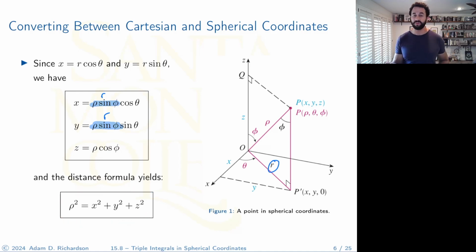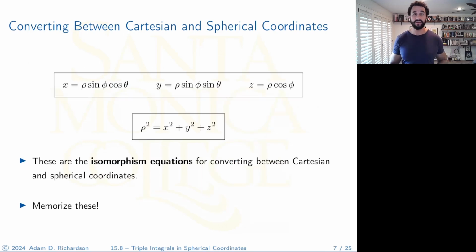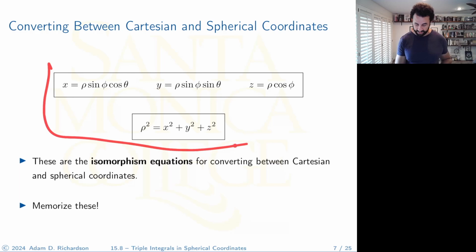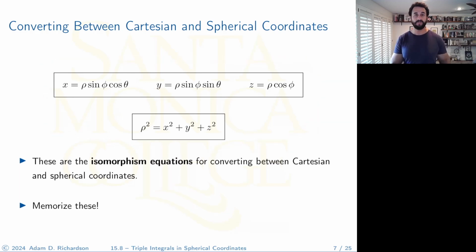The distance formula gives you that rho squared is x squared plus y squared plus z squared. This is just using the good old distance formula, or even the formula for a sphere of radius rho, right? Okay, so altogether, these are the equations for converting between Cartesian and spherical coordinates. So you do need to memorize these. Make sure you commit these to memory.